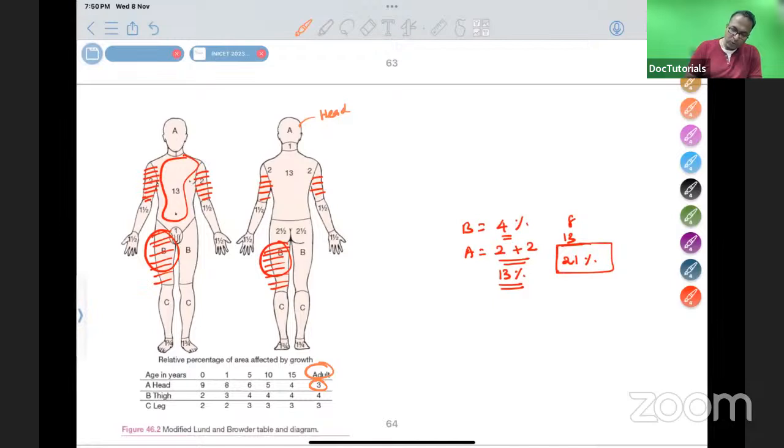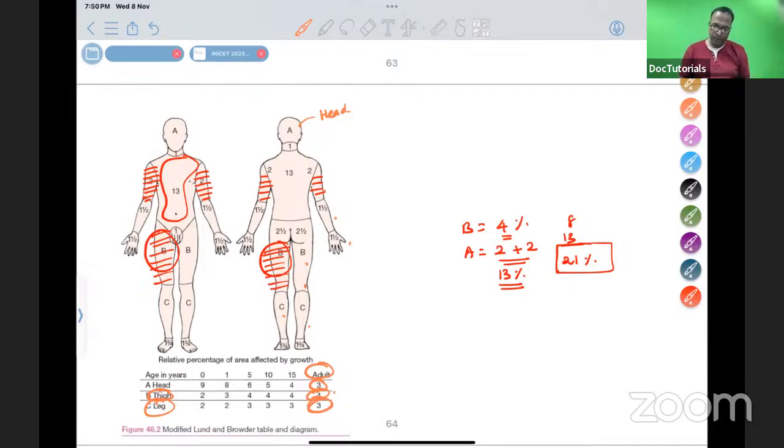In the upper limb, you know very well it is 9 in Wallace's rule, but it is not 9 here. It is totally different: 2 plus 1.5 plus 1.5. And B and C are different for these patients. Thigh and leg have different values. Thigh is 4, leg is 3. So B we have to calculate as 4.